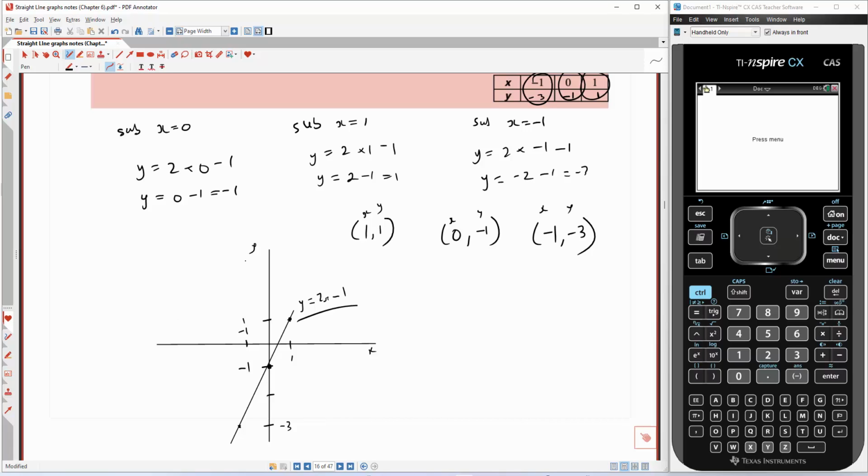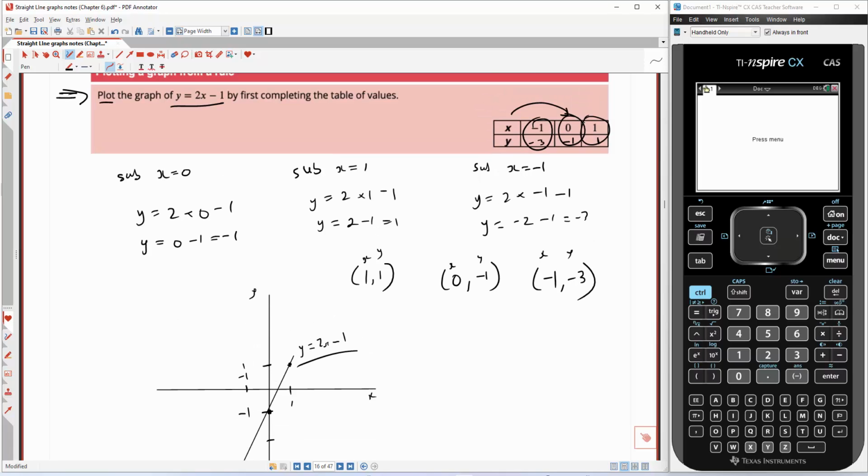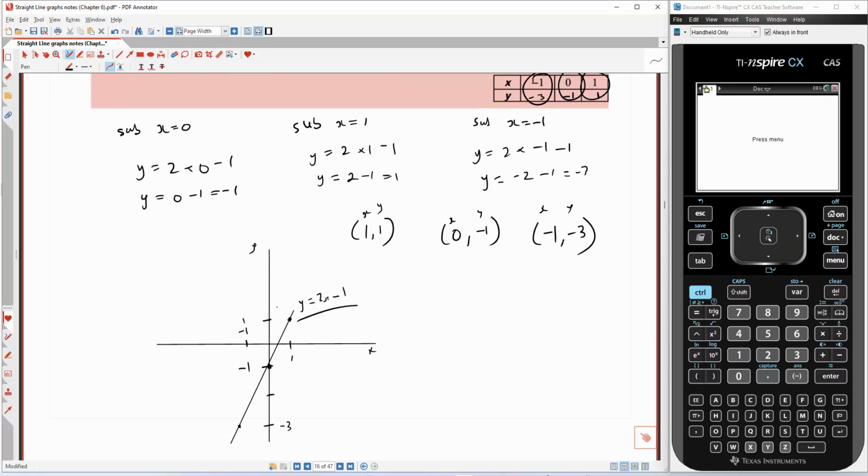All right, so just in summary there, what we've done is use the table of values to generate 3 coordinate points. We've plotted each of the points onto what we call the Cartesian plane, and then I've just drawn a line that connects all 3 points.